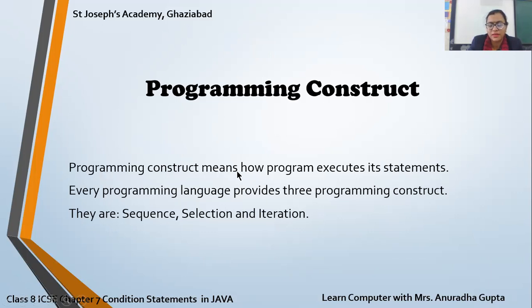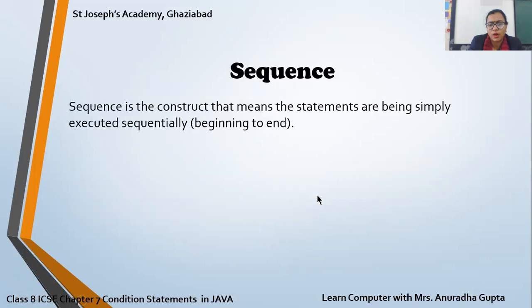Programming construct means how a program executes its statements. Every programming language provides three programming constructs. They are sequence, selection, and iteration. Let's discuss them one by one. First is sequence. Sequence is the construct that means the statements are simply executed sequentially, which means the program executes its statements from beginning to end.